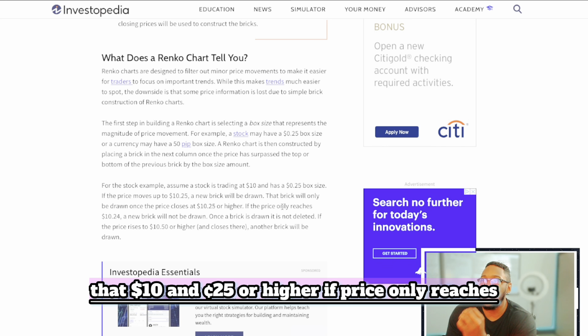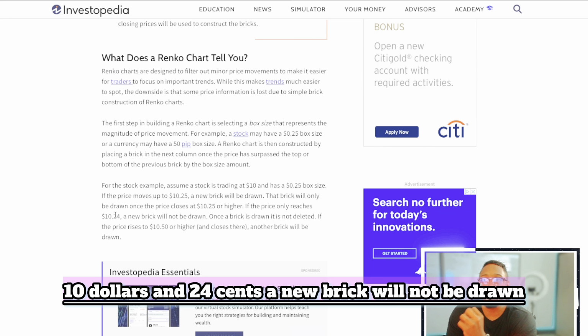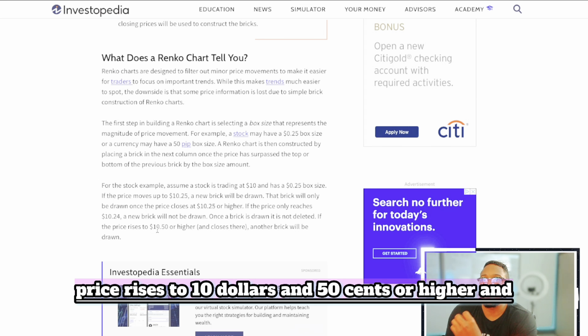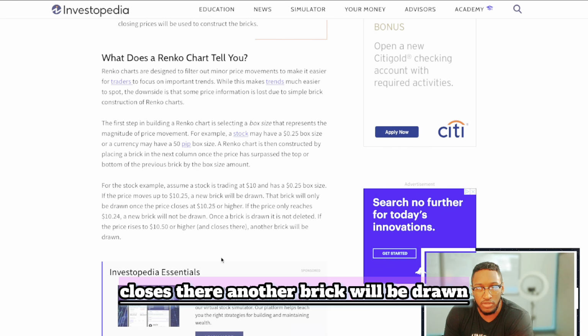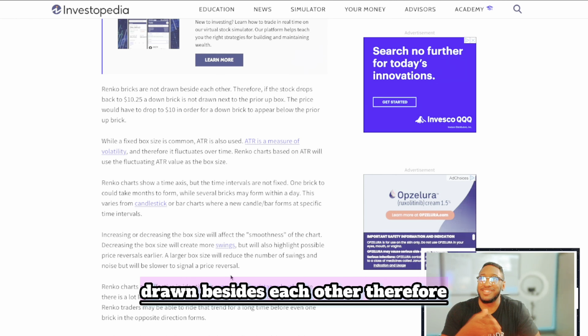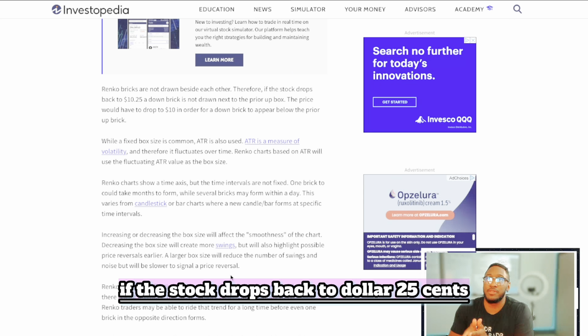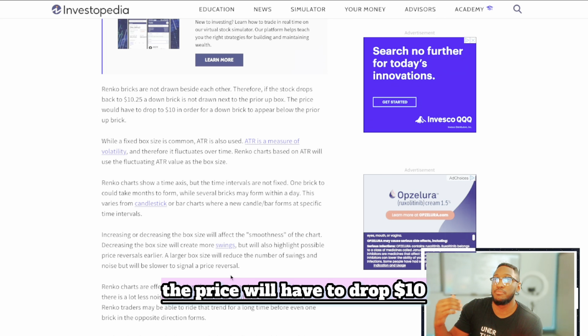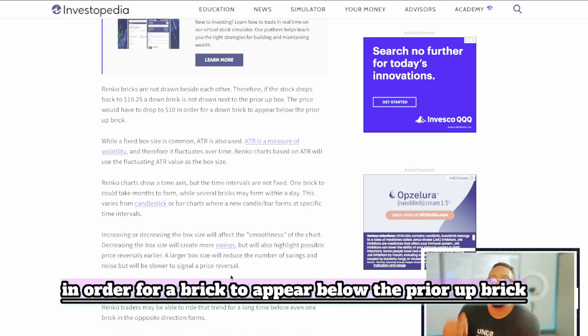For the stock example, assume a stock is trading at $10 and has a 25 cent box size. If the price moves up to $10.25, a new brick will be drawn. That brick will only be drawn once price closes at $10.25 or higher. If price only reaches $10.24, a new brick will not be drawn. Once a brick is drawn, it is not deleted. If the price rises to $10.50 or higher and closes there, another brick will be drawn. Renko bricks are not drawn beside each other. Therefore, if the stock drops back to $10.25, a down brick is not drawn next to the prior up brick. The price will have to drop to $10 in order for a brick to appear below the prior up brick, right?